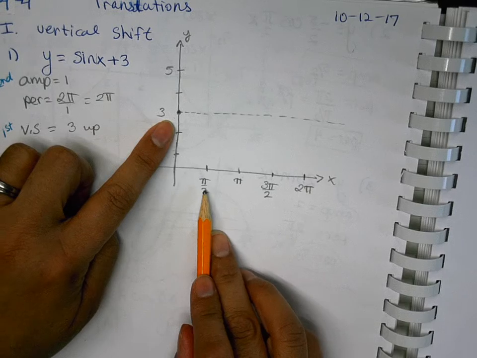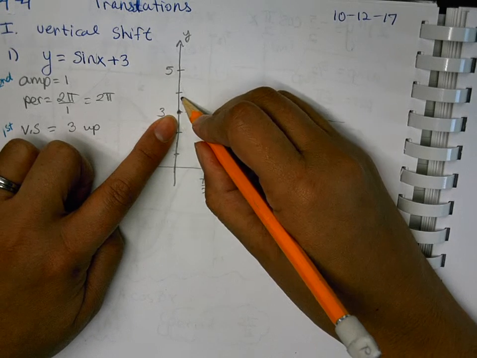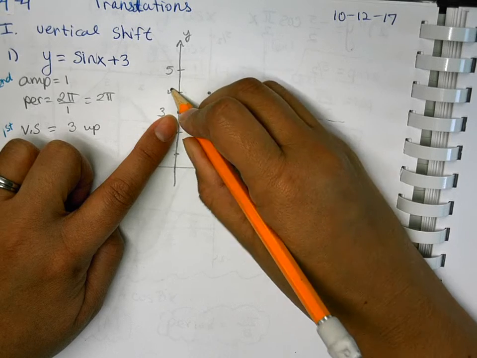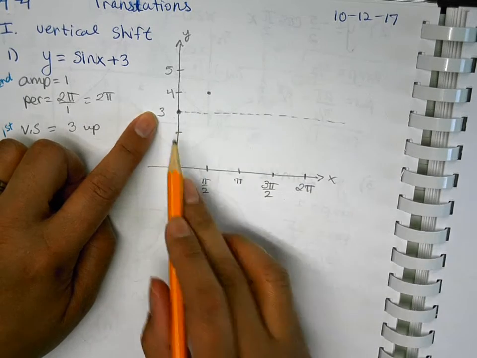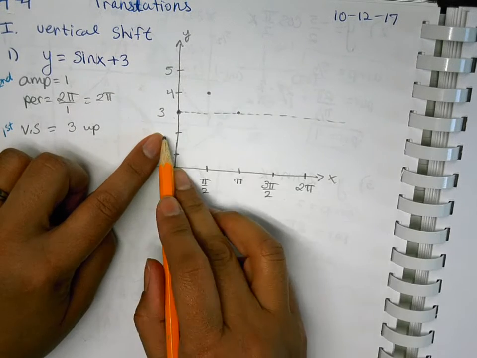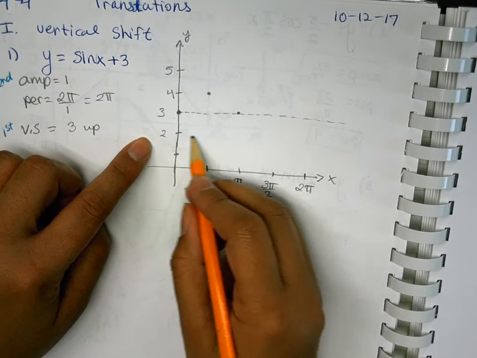Okay, so my next key point is pi over 2, and that's the maximum. And for us, where's the maximum going to be? 4, because I had a shift of up 3. Back to my 0, again, fake 0, because it's a fake axis. Minimum, where's the minimum going to be? 2.